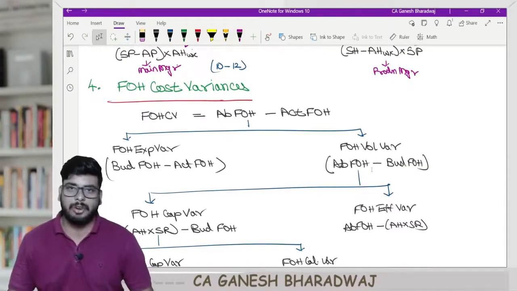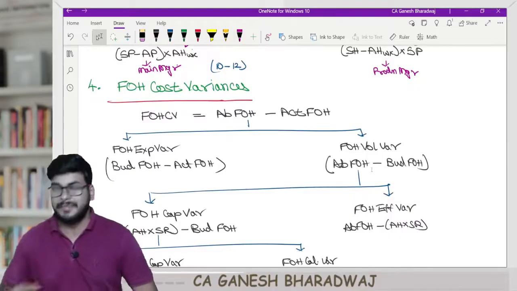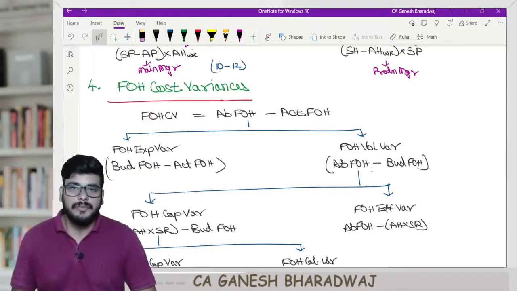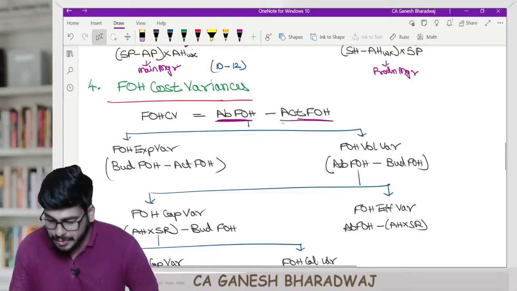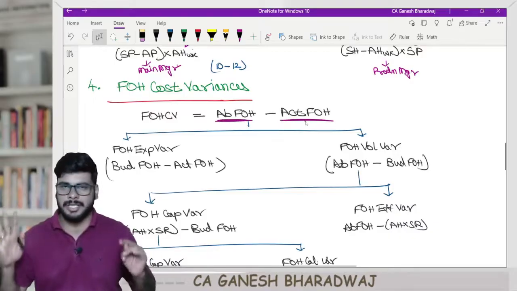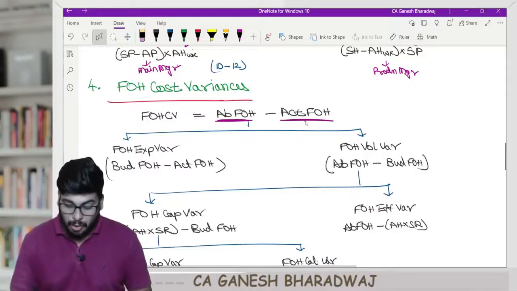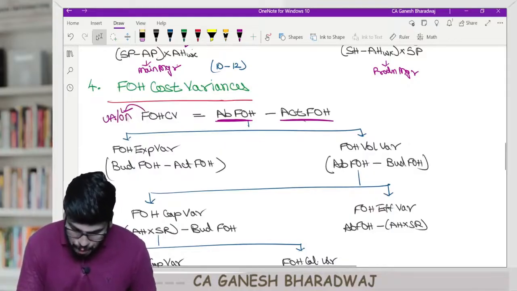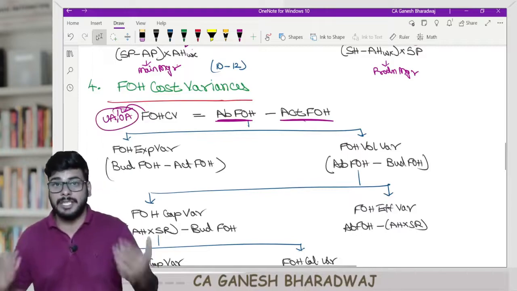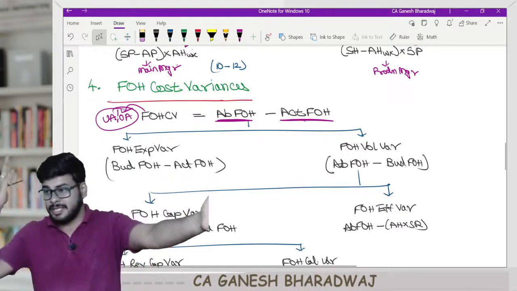Fixed overhead cost variances are completely a different animal altogether. Here, we compare what with what? We compare absorbed fixed overheads with actual fixed overheads. So basically, fixed overhead cost variance represents what? Under-absorption or over-absorption. Clear with this, guys? Many students think that it is standard fixed cost versus actual fixed cost.